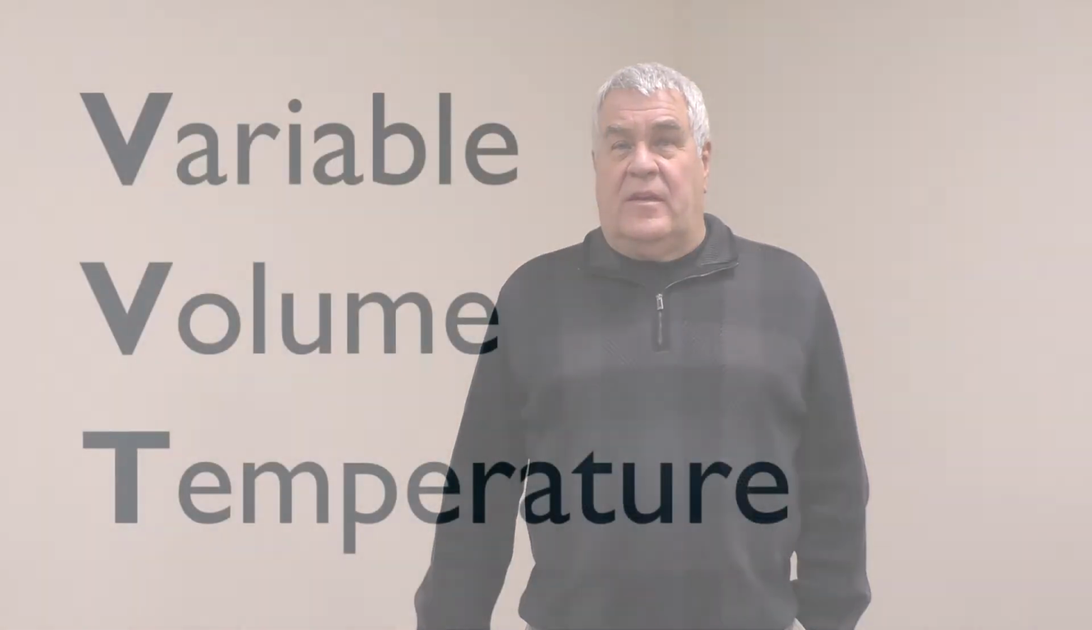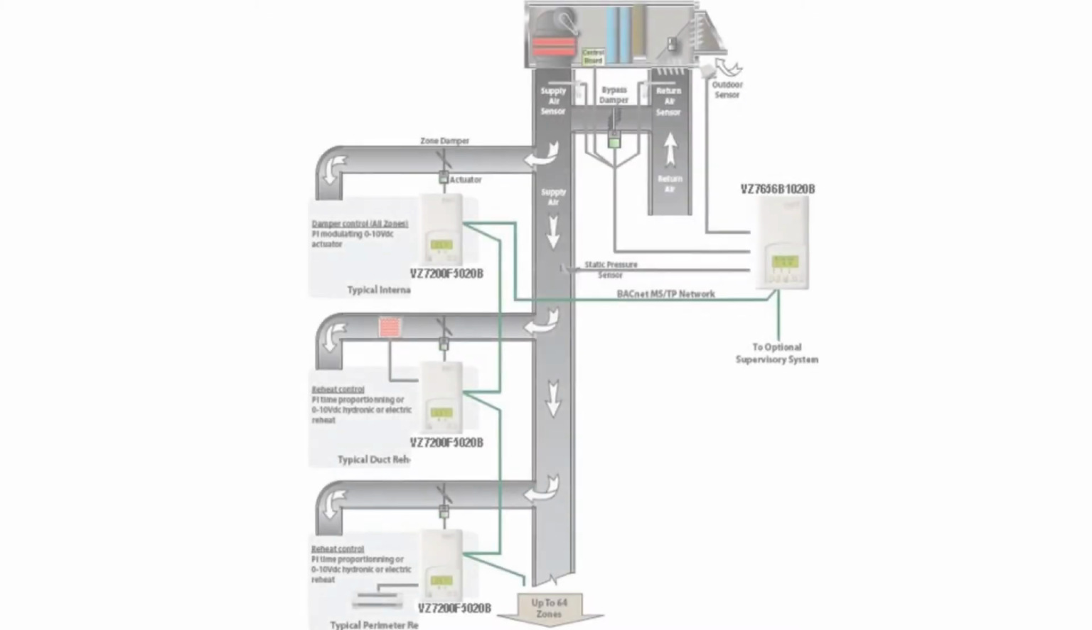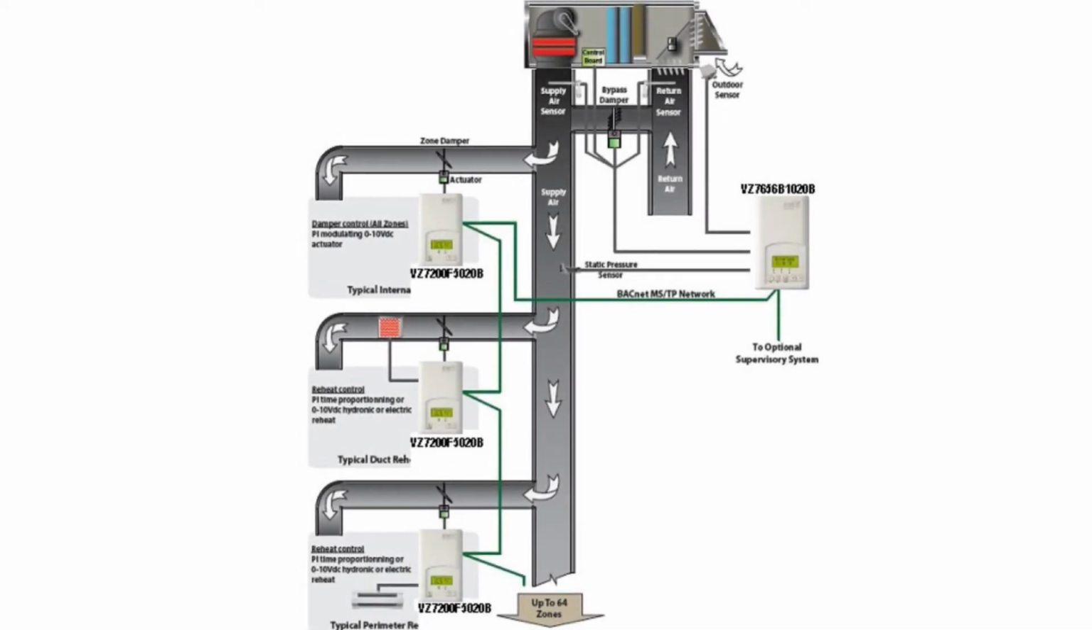Okay, to continue the flexibility of package rooftop units, we can also adapt what is called a VVT system to a constant volume package rooftop. VVT stands for variable volume temperature. Basically, a VVT system has zone control dampers that provide us the flexibility of meeting more zoning on a project at a little lower cost budget than a VAV system.